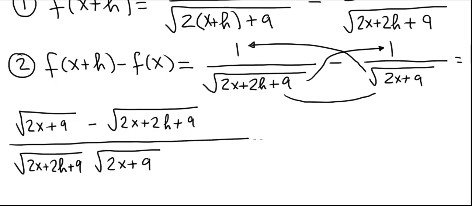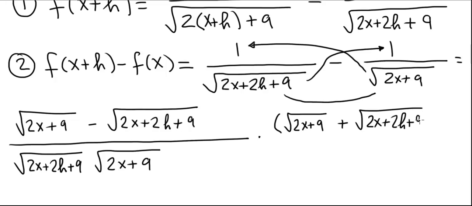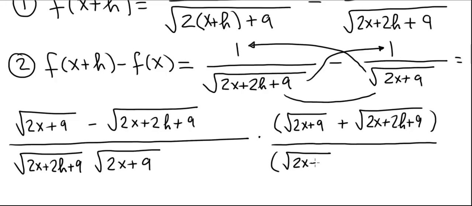Now we need to go further. Remember, the goal is to factor out an h. So we'll multiply this by the conjugate of the numerator, which is square root of 2x plus 9 plus square root of 2x plus 2h plus 9. And of course, we can't just do that. We have to also divide by the very same conjugate. This makes it a form of 1, and the problem is not changed. So divided by square root of 2x plus 9 times square root of 2x plus 2h plus 9.